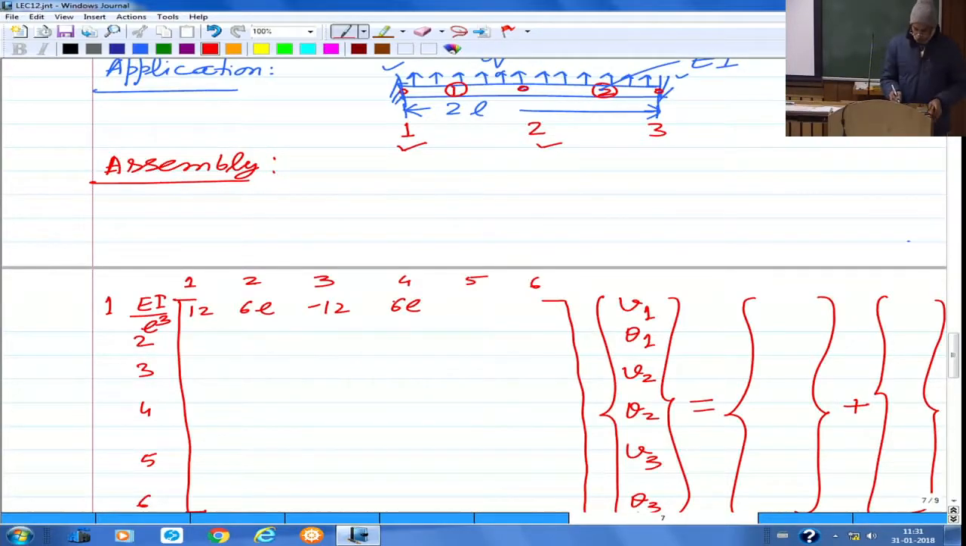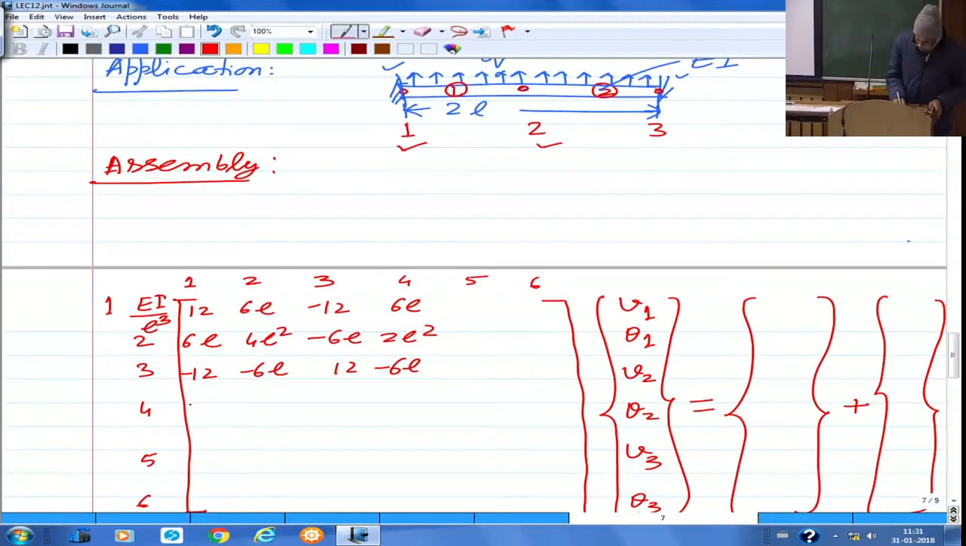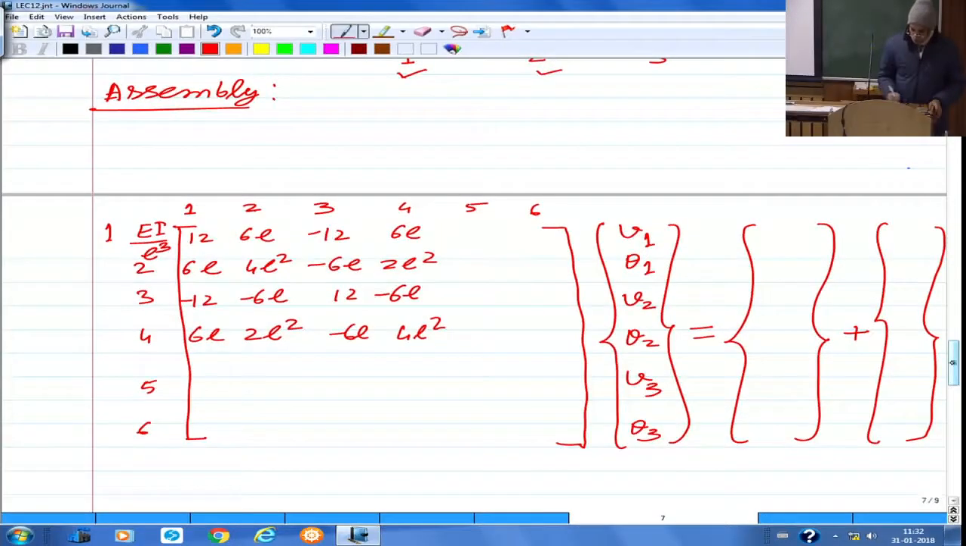Then the second row will go to the second row of the global matrix, which is 6L, 4L. You know, I had written the stiffness matrix, so the same thing I am just putting here: minus 6L, 2L square. Then the third row will go to the third row here: minus 12, minus 6L, 12, minus 6L. Then the fourth row will go to the fourth row of the global system: 6L, 2L square, and then minus 6L and 4L square. So this is the contribution of the first element.